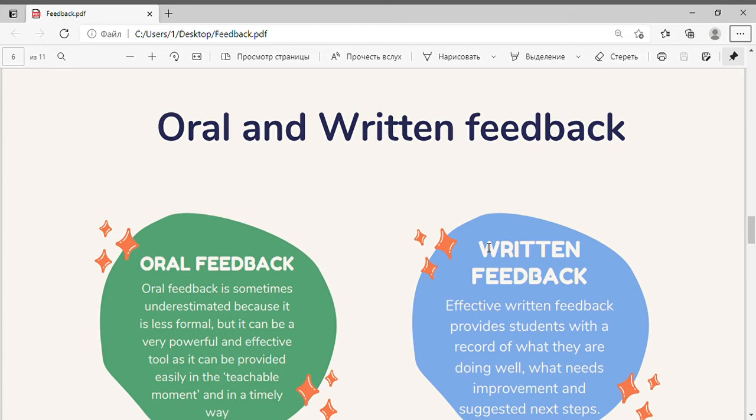Feedback can also take many forms. Some are more effective than others, some are equally as effective as others, and some overlap with each other. For example, there are oral and written feedback. Oral feedback is usually given during a lesson, while written feedback tends to be given after a task.